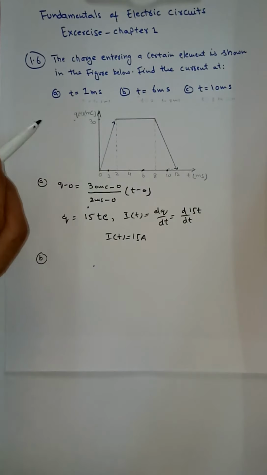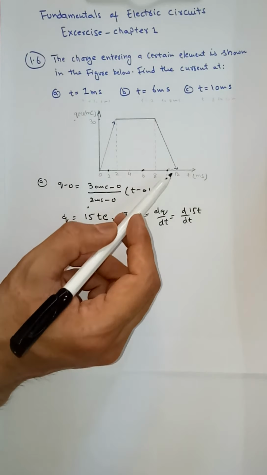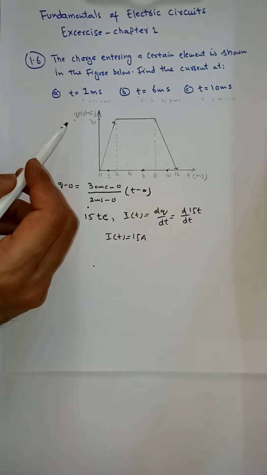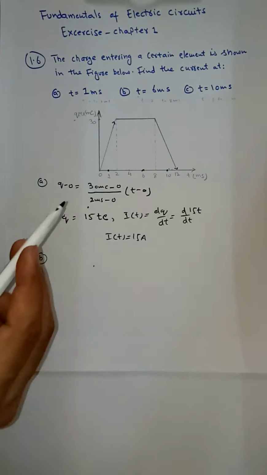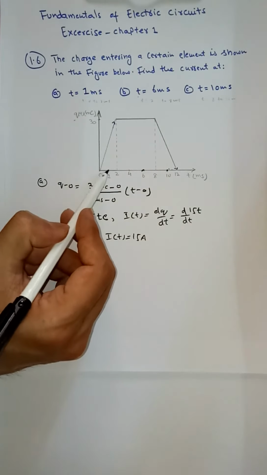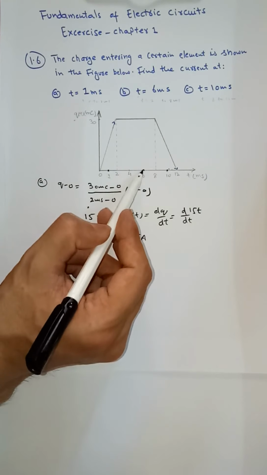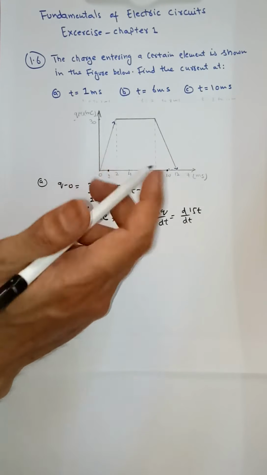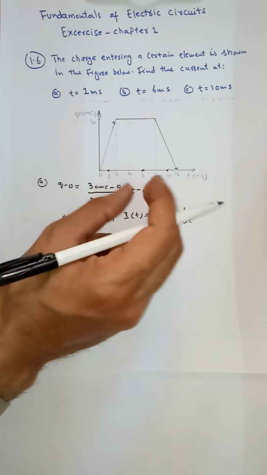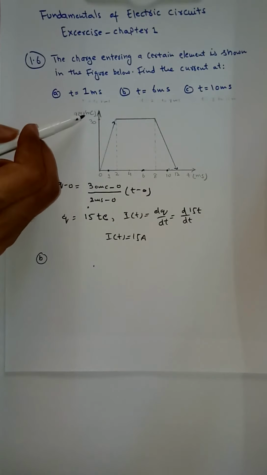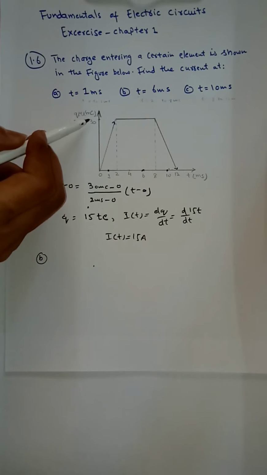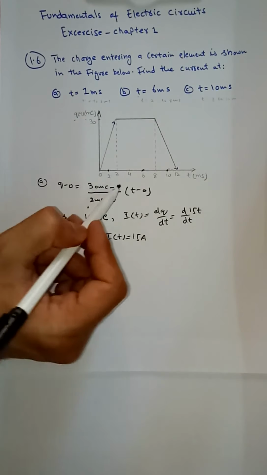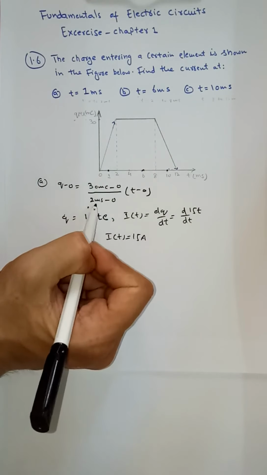As we know from the waveform, on the x-axis we have t and on the y-axis we have q, so it's basically charge versus time. We are going to find the current at t equals 1 millisecond, 6 millisecond, and 10 millisecond. So this 1 millisecond is between 0 and 2, and as you see, q minus 0 means 30 millicoulomb minus 0, divided by 2 minus 0 for t.